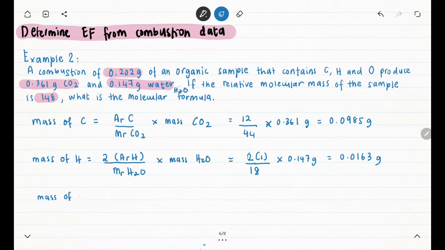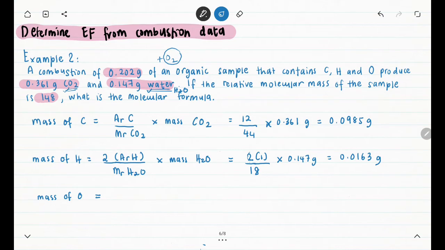How to calculate the mass of oxygen? To calculate the mass of atom oxygen here, we can use the mass of carbon dioxide and the mass of water. Why? Because in combustion, you need oxygen to initiate the combustion. So the oxygen in carbon dioxide and in water may become oxygen from our air.